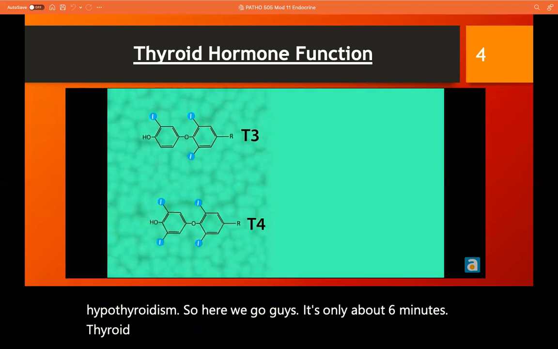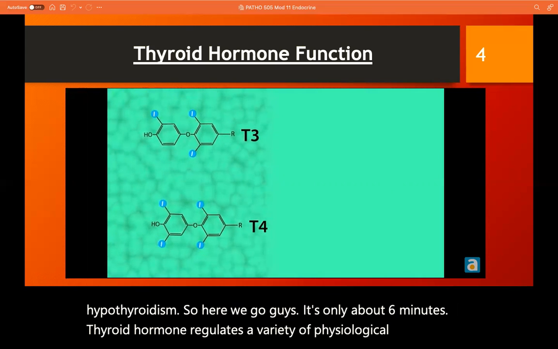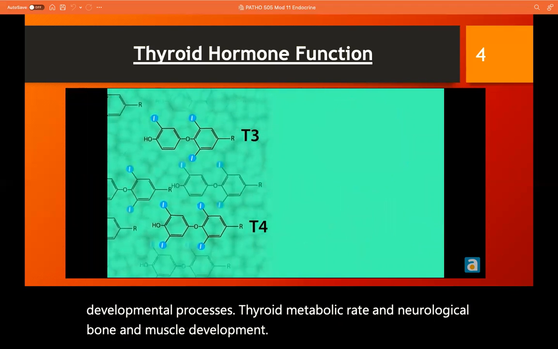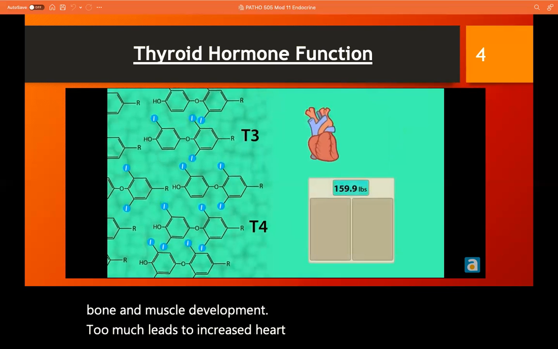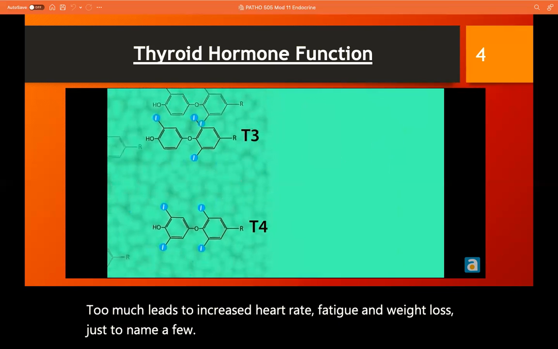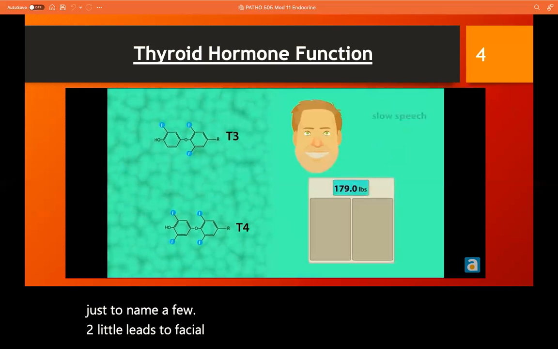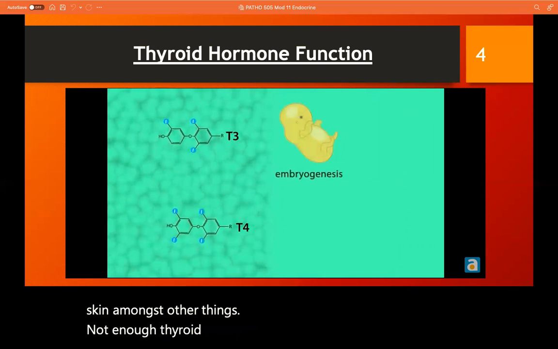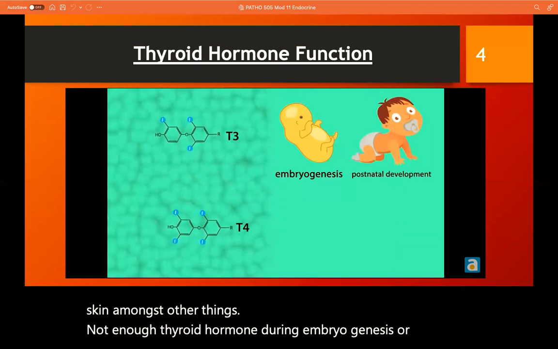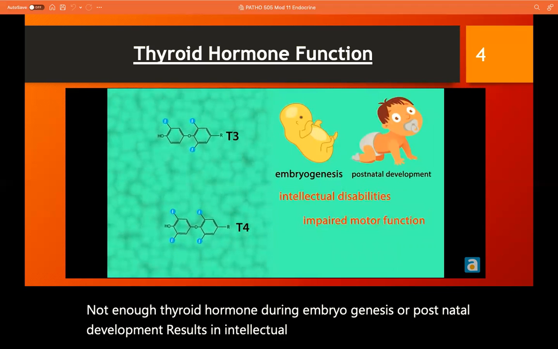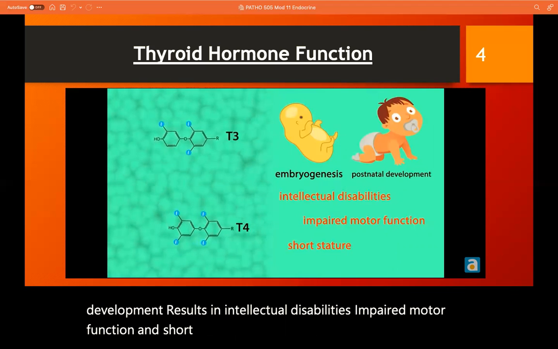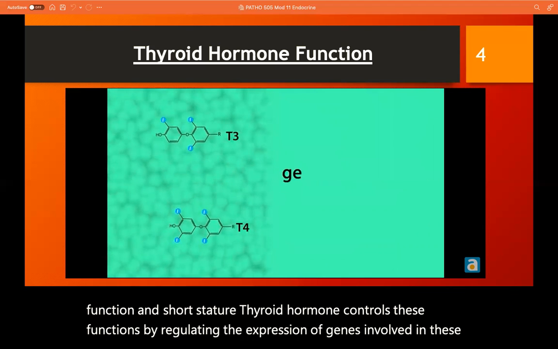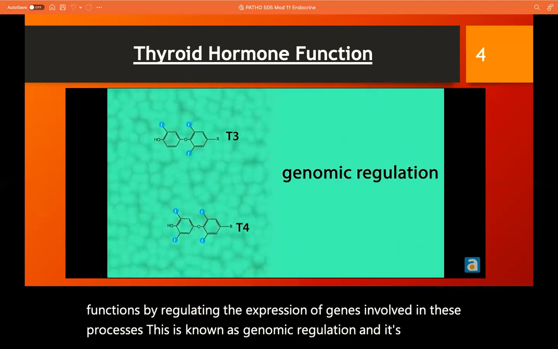Thyroid hormone regulates a variety of physiological and developmental processes. These are the two big thyroid like hormones, metabolic T3, rate T4. and neurological, bone, and muscle development. Too much leads to increased heart rate, fatigue, and weight loss, just to name a few. Too little leads to facial swelling, weight gain, slow speech, and dry skin, amongst other things. Not enough thyroid hormone during embryogenesis or postnatal development results in intellectual disabilities, impaired motor function, and short stature. Thyroid hormone controls these functions by regulating the expression of genes involved in these processes. This is known as genomic regulation, and it's the topic of this microlesson.